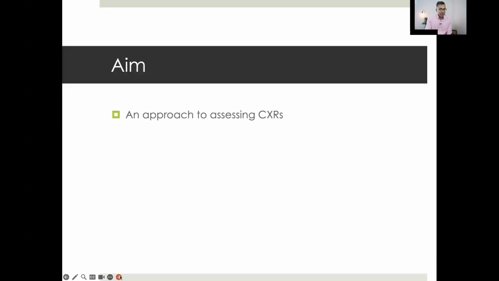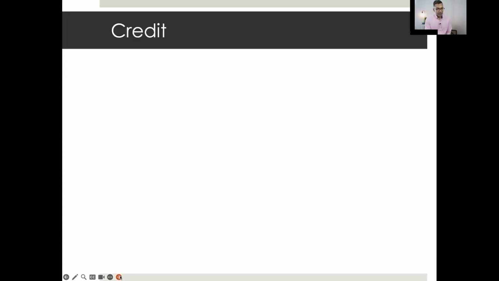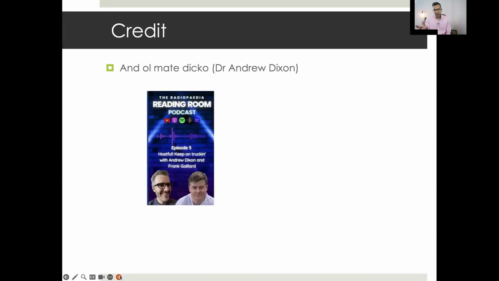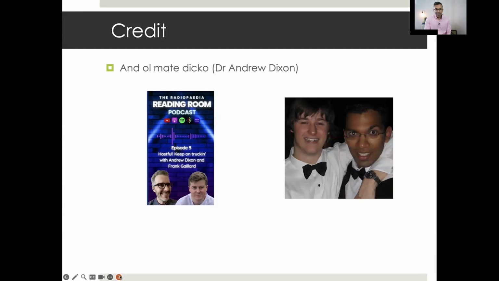So the aim and approach to assessing chest X-rays: identification of common abnormalities, and practice describing chest X-ray findings in a succinct manner. My disclosure is, I've got a mate of mine who's one of the founders of Radiopaedia, and literally before my exam, I went to him and said, "Hey, Andrew, can you teach me how to read investigations?" And so we just went through all of these things.